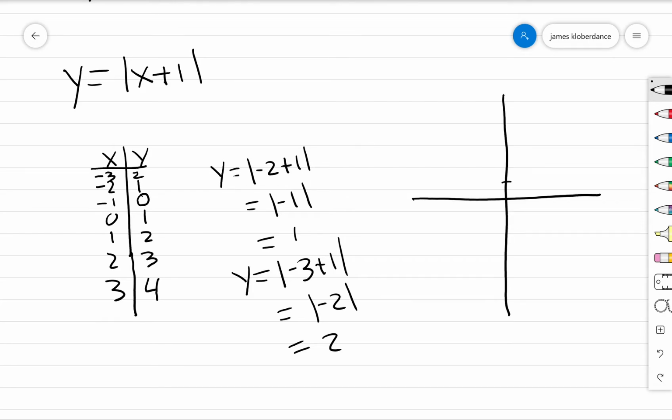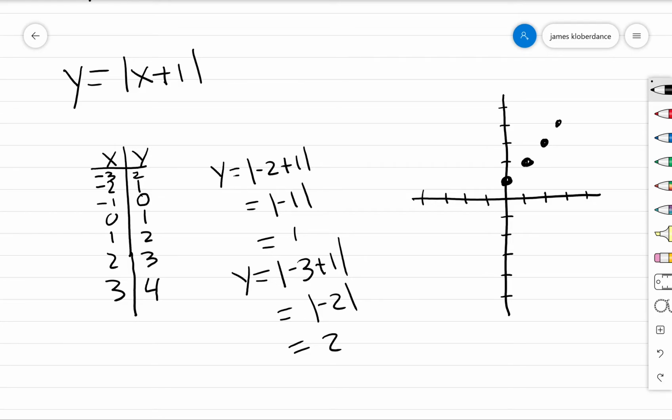And here's what that graph will look like. So it's going to be a V, as we will see, but it will be a V that's been shifted. So let's see what that means. So let's just plot these points. So 0, 1, 1, 2, negative, let's see, 2, 3. Probably can see where this is going. 3, 4. So something like that.